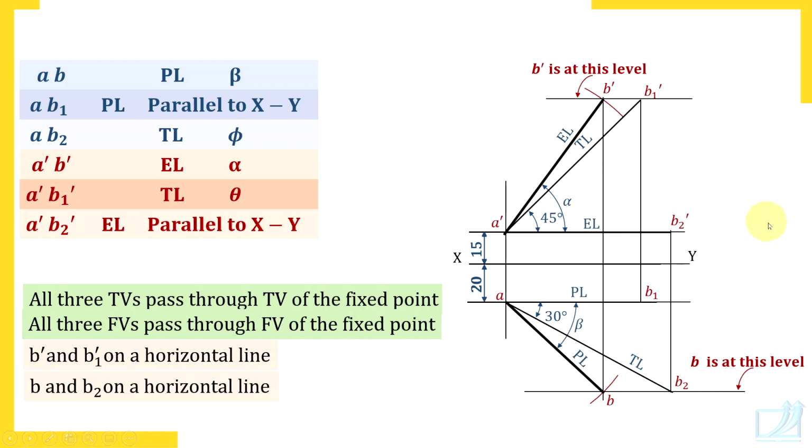Watch this drawing again. You will find that from each labeled point, there is a horizontal line and a vertical line. Check, through A dash, there is a vertical line and a horizontal line. Through A, there is a vertical line and a horizontal line. Through B, there is a horizontal line and a vertical line. Through B1, there is a horizontal line and a vertical line. So you will find that through each labeled point, there is a horizontal line and a vertical line. So you are always going to draw horizontal and vertical lines through all labeled points.